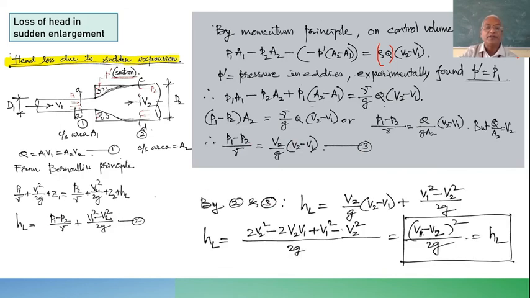Now by 2 and 3, substituting, HL equals V2 by g into V2 minus V1 plus V1 squared minus V2 squared by 2g. If you simplify, HL comes out to be a very simple expression: V1 minus V2 whole squared by 2g, which is the head loss due to sudden expansion. That is the proof, or the derivation. Even this derivation is asked a number of times in the examination, so you should study this.